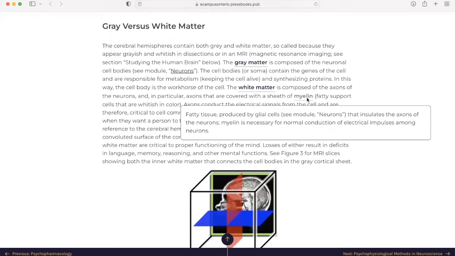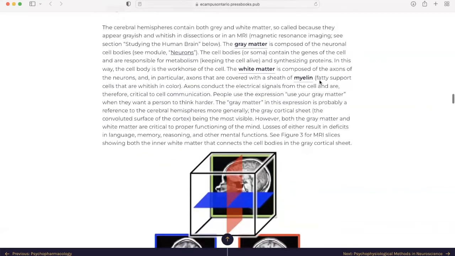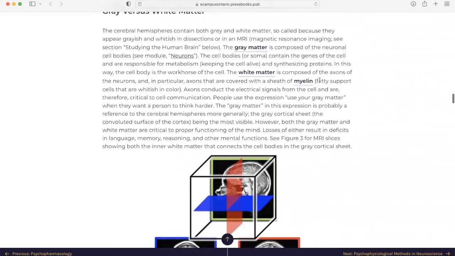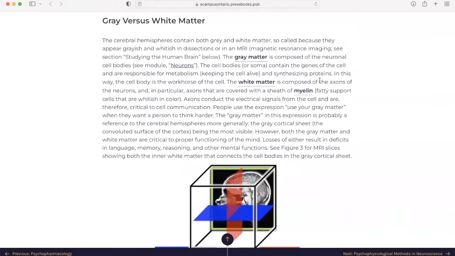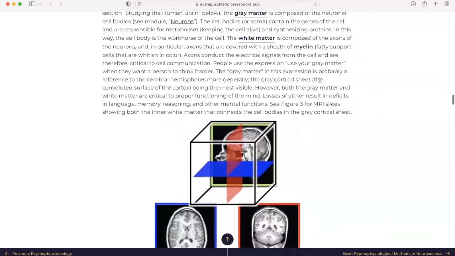Myelin is necessary for normal conduction of electrical impulses among neurons. Kind of important there, isn't it? Axons conduct the electrical signals from the cell and are therefore critical to cell communication. People use the expression, use your gray matter, when they want a person to think harder. Well, honestly, I've never heard that before myself, but it's fascinating.